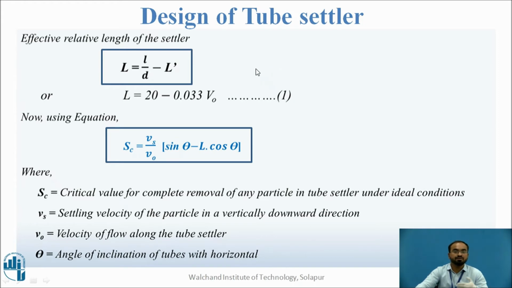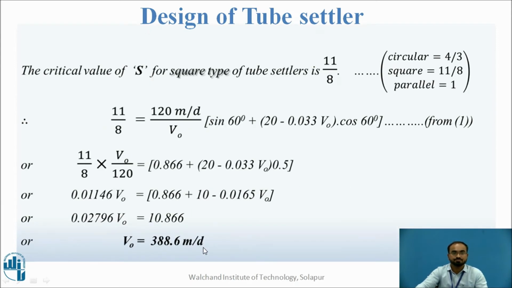Now we will use another equation for SC, that is the critical value for tube settlers, that is SC is equal to Vs divided by V naught in bracket S sin theta plus L cos theta, where Vs is the settling velocity of the particle in the vertically downward direction, V naught is the velocity of flow along the tube settler, and theta is the angle of inclination of tubes with the horizontal, where we had taken 60 degrees.